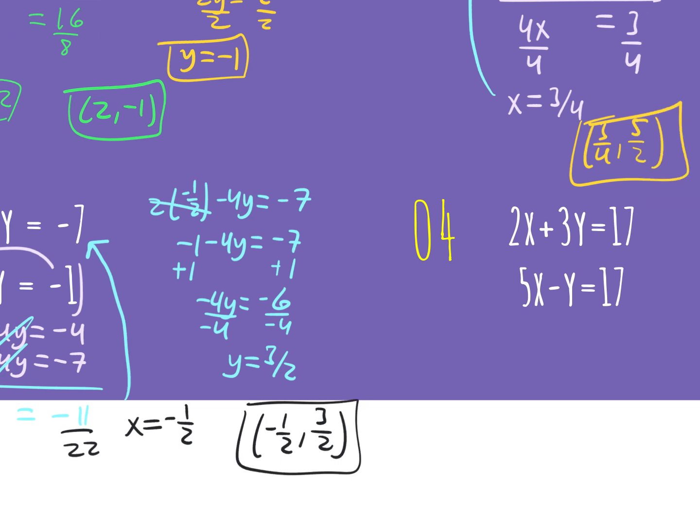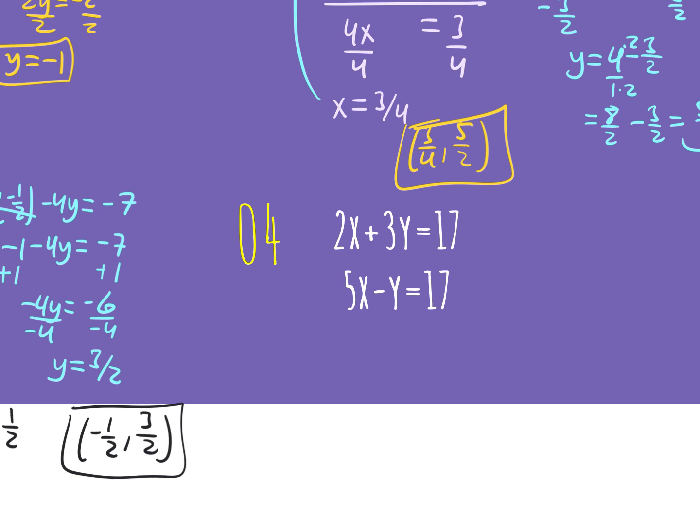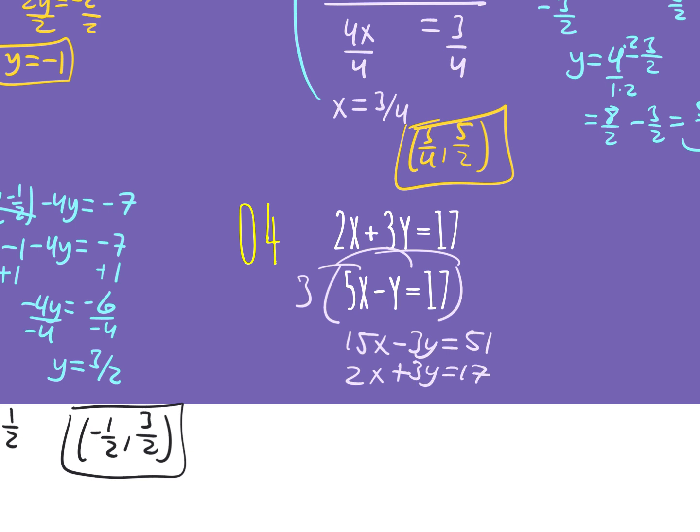Now if you look at the next one, same exact scenario. We want to see what we can do to one or both of these equations to get the coefficients to match. So we can get the second equation to match the first one by multiplying by 3. If I do that, then I get a 15x minus 3y equals 51. And then if I write the first equation right underneath, you can clearly see that the 3y's are going to cancel out. So you're always going to look at your two equations, and you're going to see which one gets you closer to eliminating a variable in the least amount of steps, right?